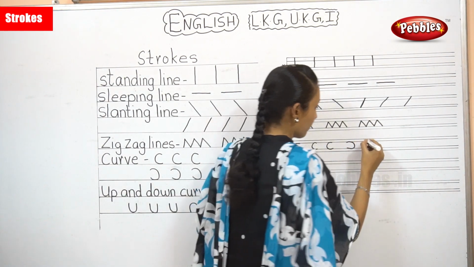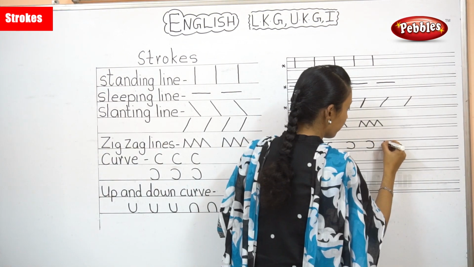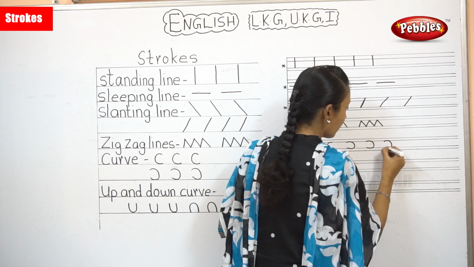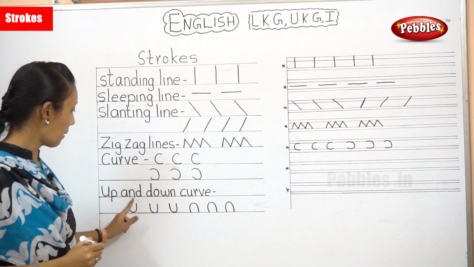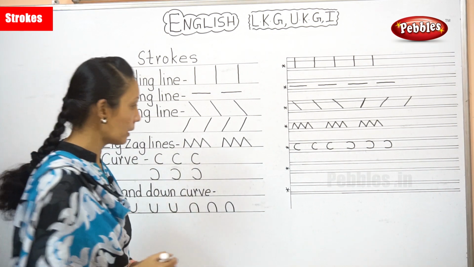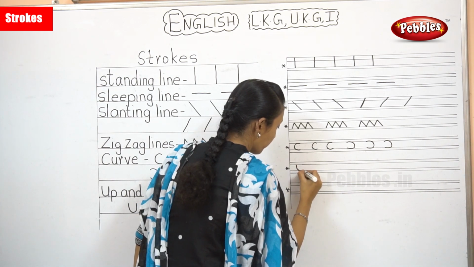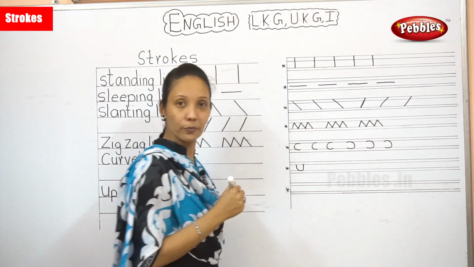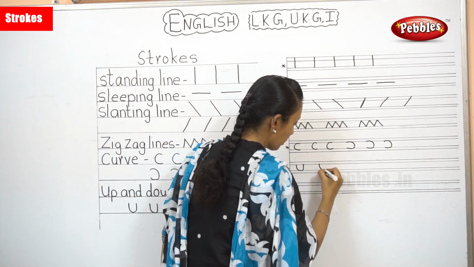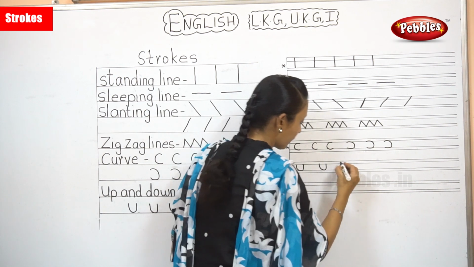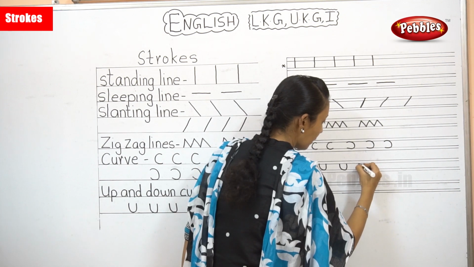Curve. Again a curve. And again a curve. Alright. Now, last you have up and down curve. Okay. Now, this is your up curve. Your stroke which is upward. Okay. You need to write it into two lines. Again your stroke, your two lines which is up. Your up curve. Again a up curve.